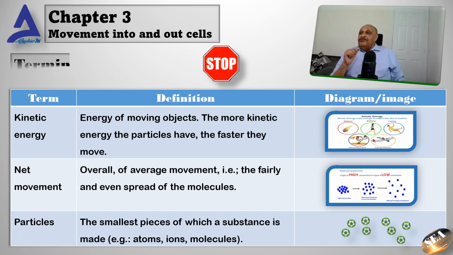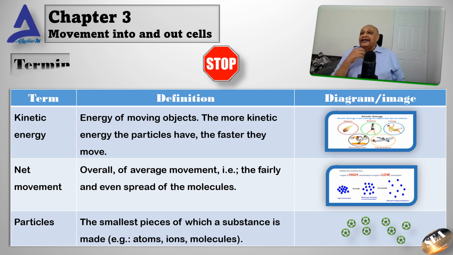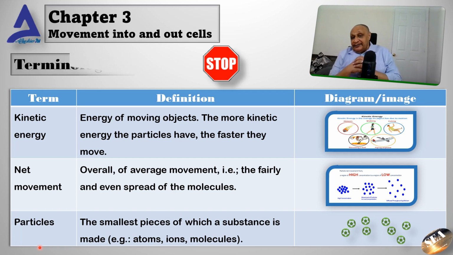Then the net movement. The net movement is the overall or average movement. It is to say the fair and even spread of molecules. The last but not least, the particles, the smallest pieces of which a substance is made, either atoms or ions or molecules.